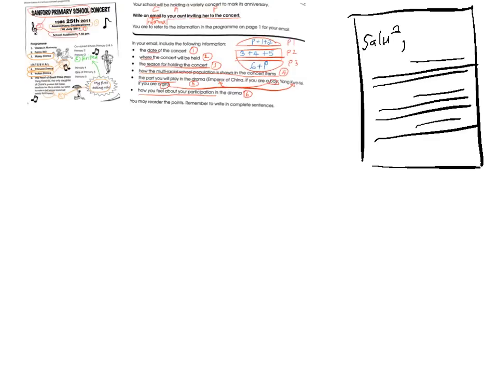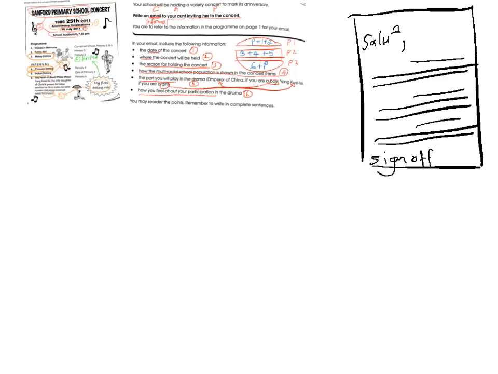Right? This will be "Dear Sir, Madam." Then we begin to write in roughly 3 paragraphs. And then we sign off with our name. Right? So, 3 major components here.